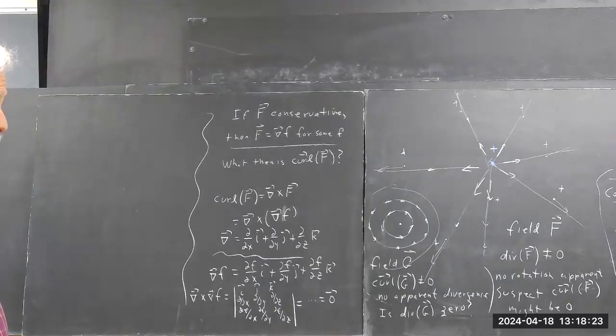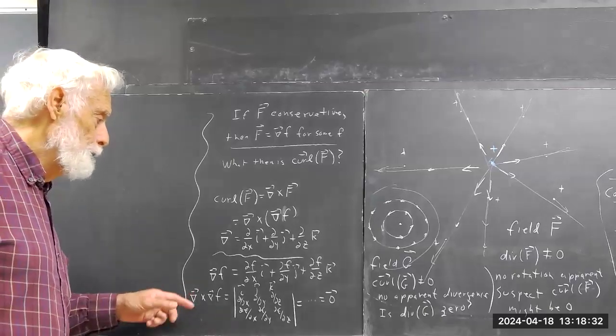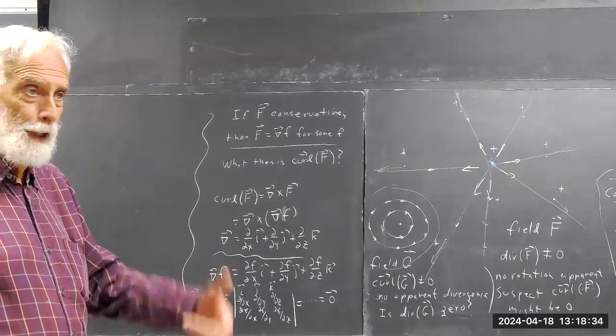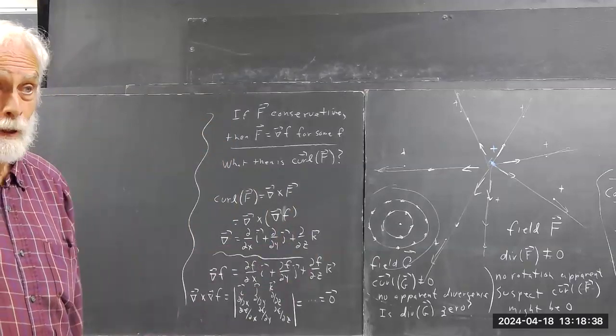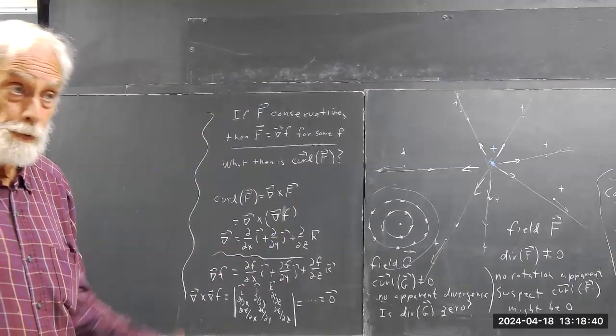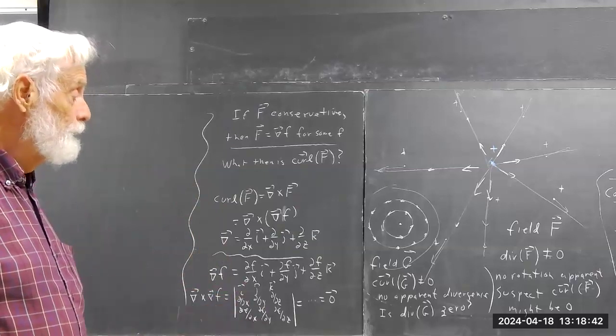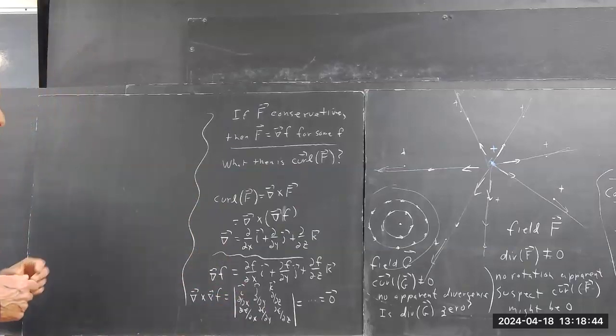Well, the other thing you can see is that if the curl isn't zero, then the thing is not conservative. It's an if and only if proposition. You should read that proof. You should understand it. After doing this, it should be easy to understand.